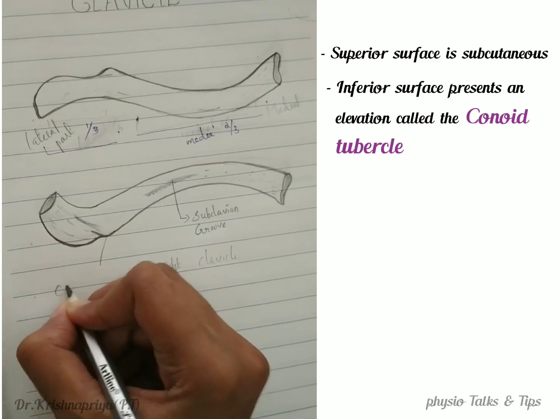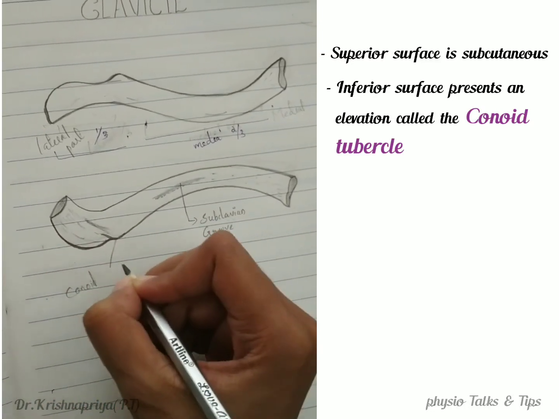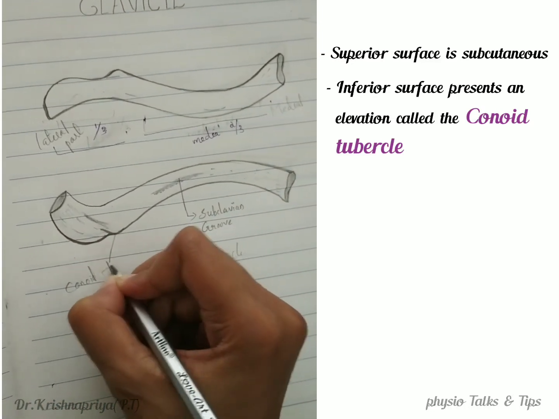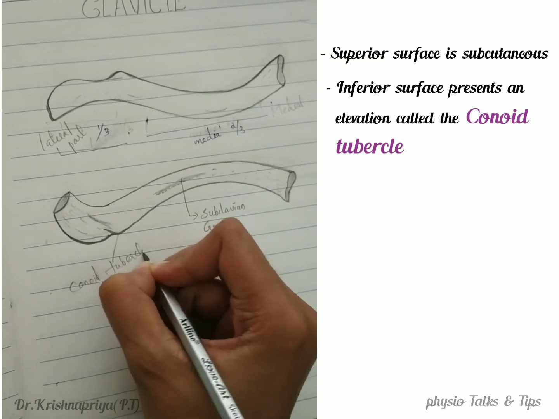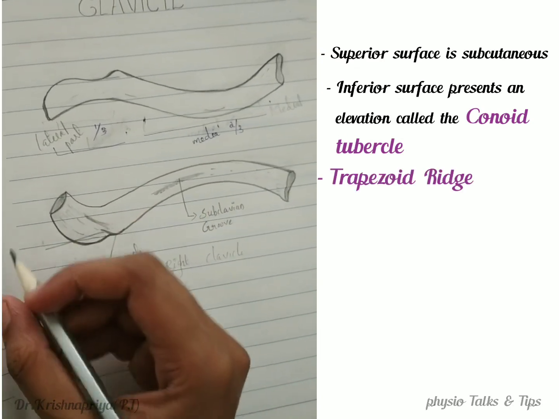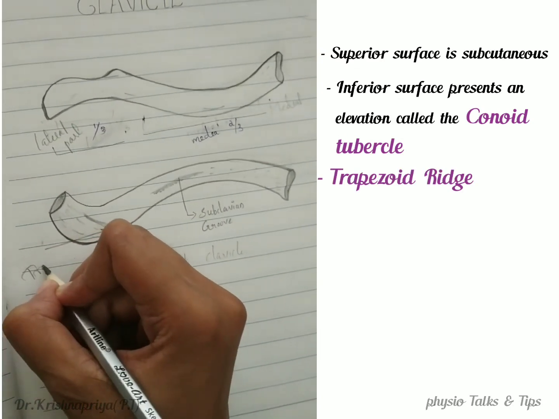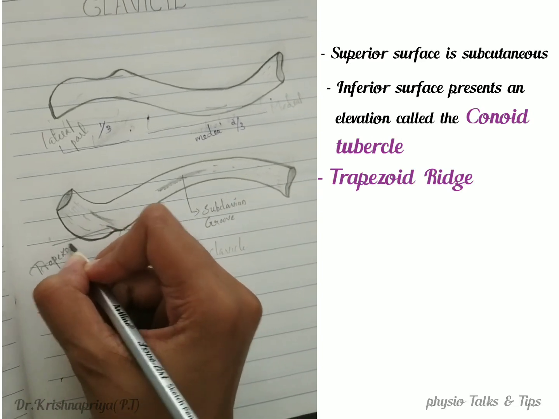tubercle. This is the conoid tubercle, and the ridge is called the trapezoid ridge.